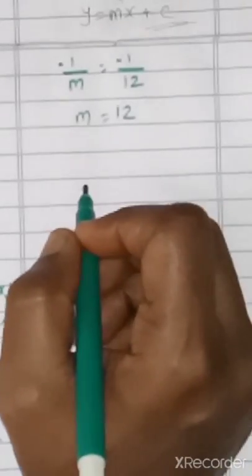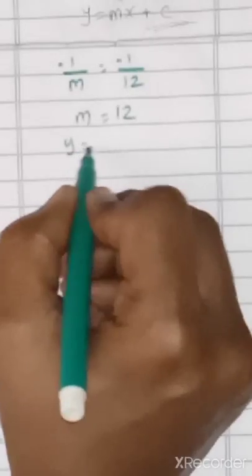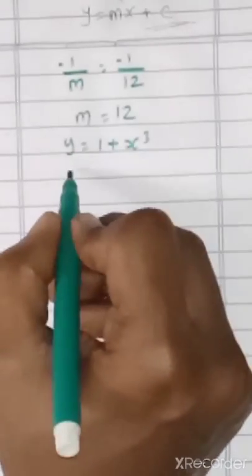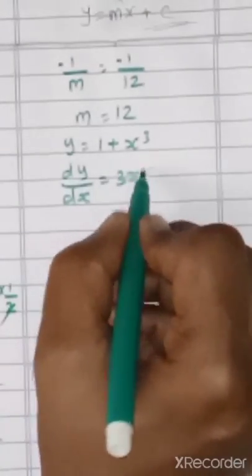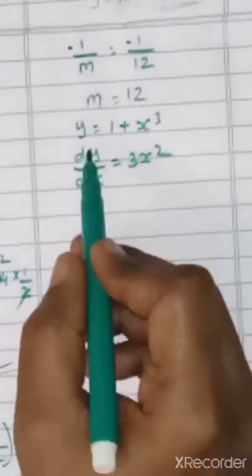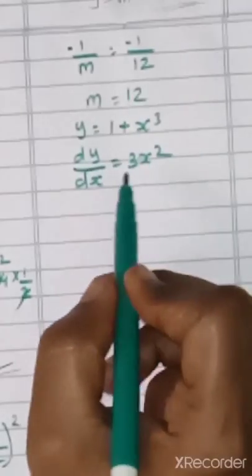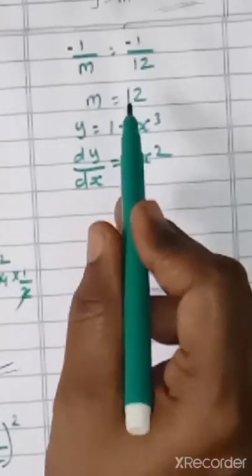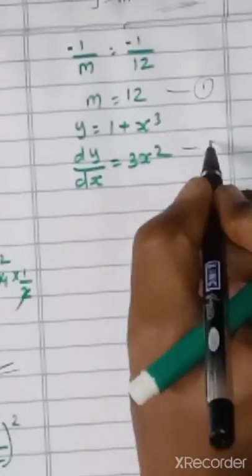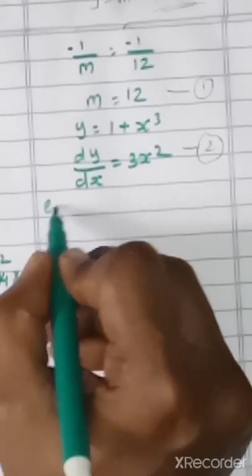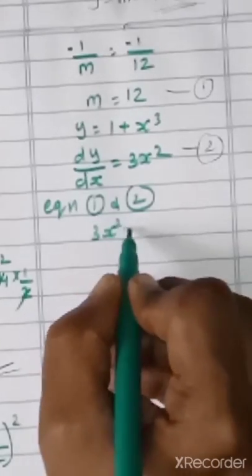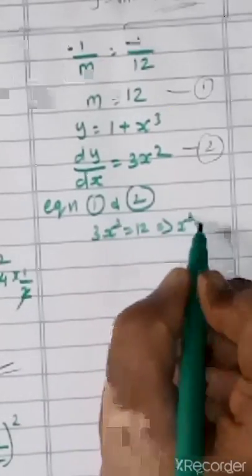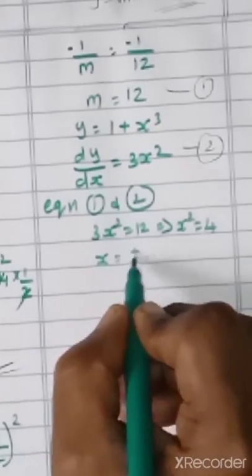Okay, now here what equation is given? Y equal to 1 plus x cube. If we differentiate this, you will get dy by dx equal to 3x square. So dy by dx is a slope, right? And here we are having one slope, here we are having one slope. So if we equate this, we can get your x value, correct? So we can take this as equation number 1 and this is equation number 2. So equating 1 and 2, what you will get? 3x square is equal to 12. So x square is equal to 4. X value is what? Plus or minus 2.